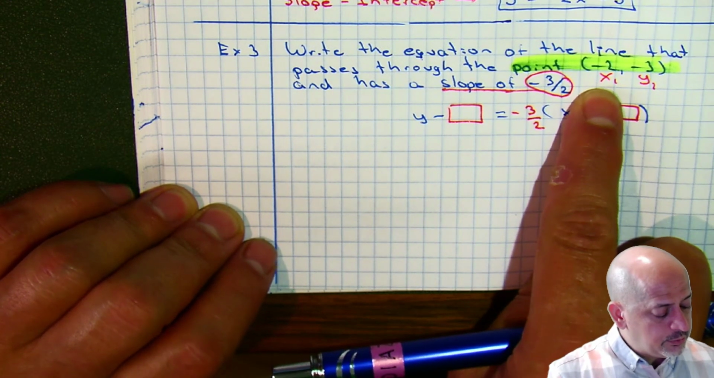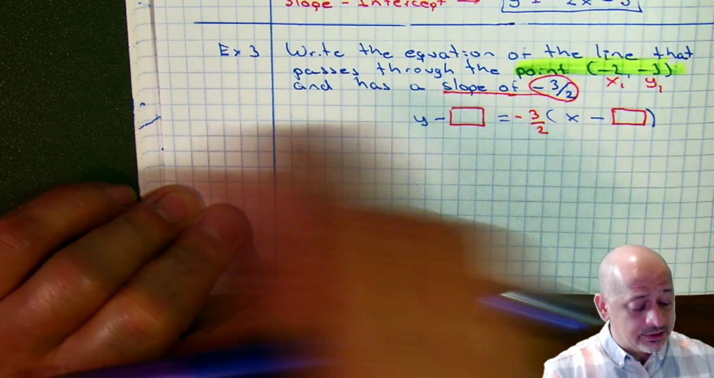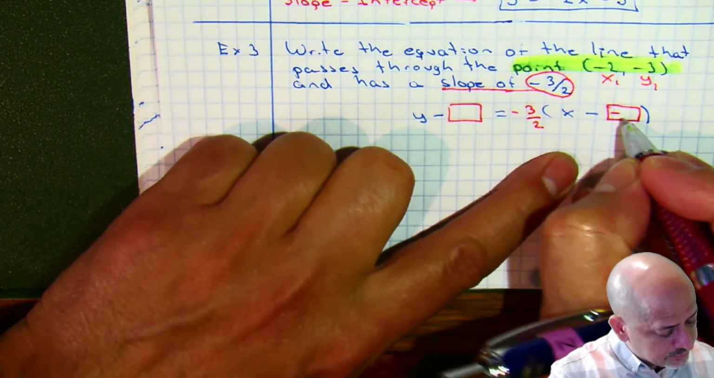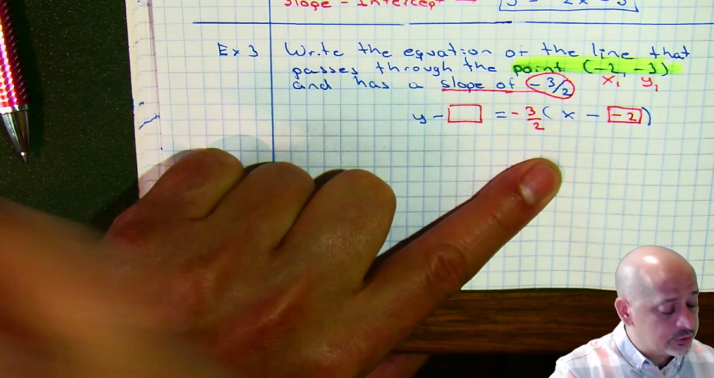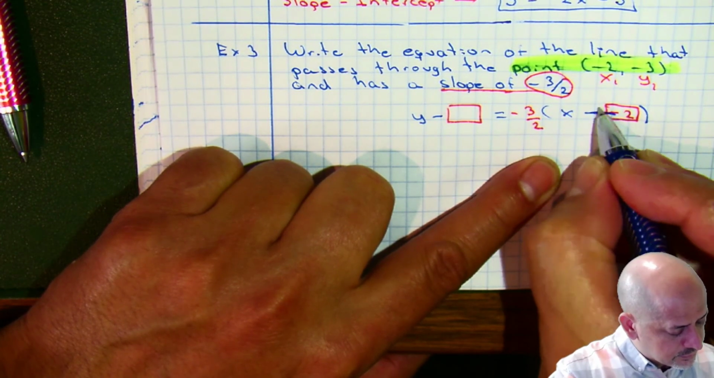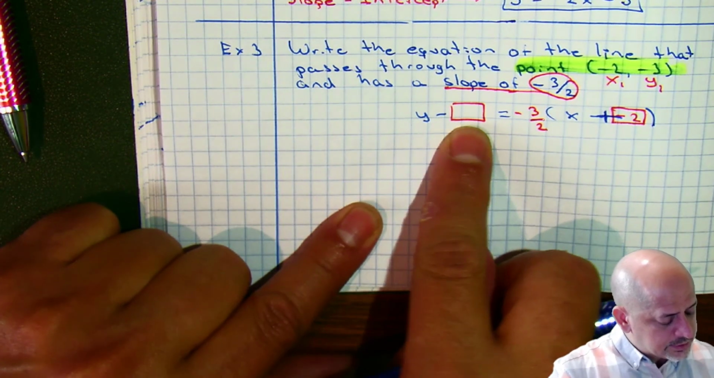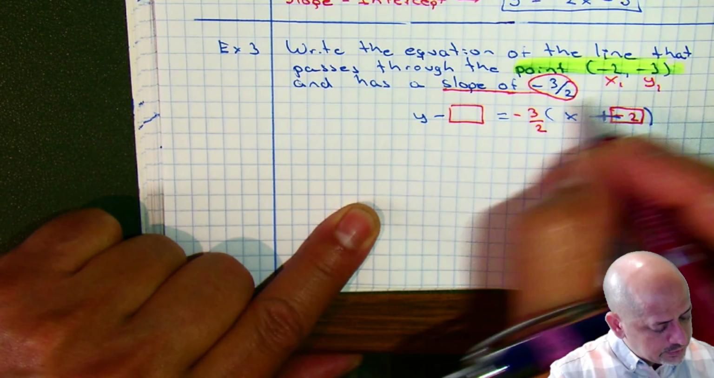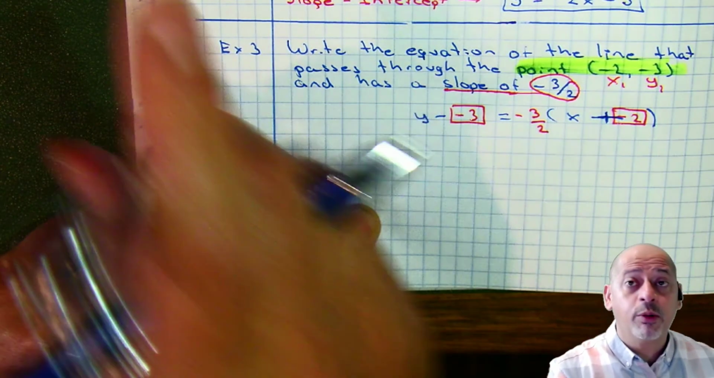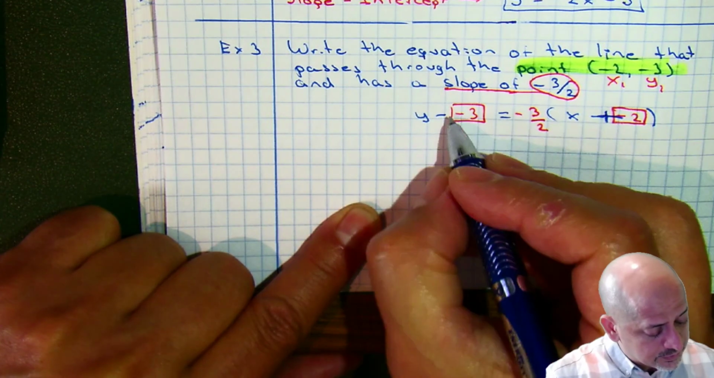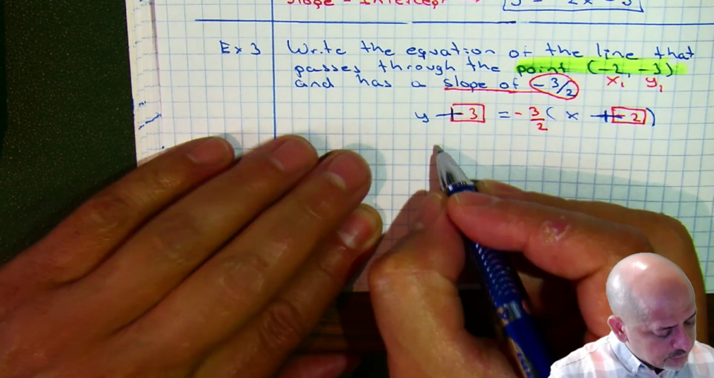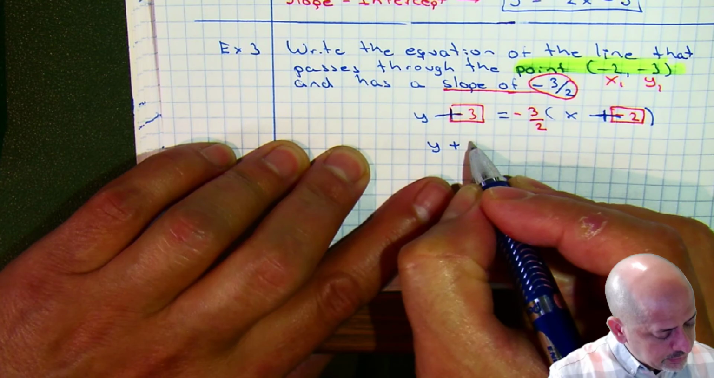This is my x1. My x1 goes here, so I say -2. And I see a double negative, correct? So therefore I'm making it a positive. Then here is a negative 3, and I see a double negative, so therefore I'm making it a positive. And now we have y plus 3.